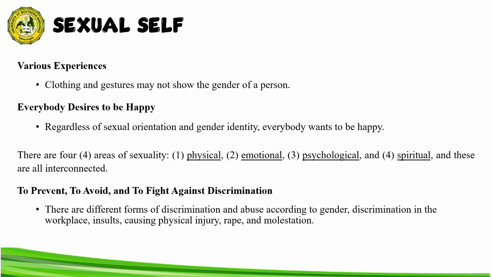The physical, the emotional, the psychological, and the spiritual are the four interwoven components that make up sexuality. These spheres are all connected to one another and exert an influence on one another. Each component has a unique role in shaping a person's overall experience of their own sexuality.